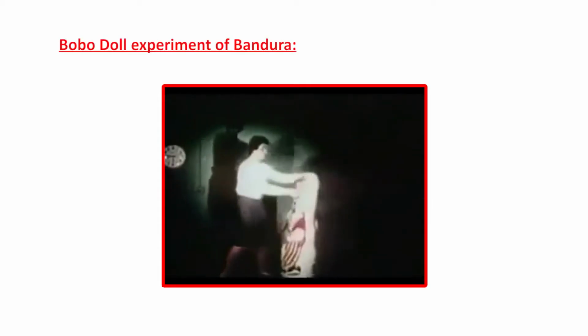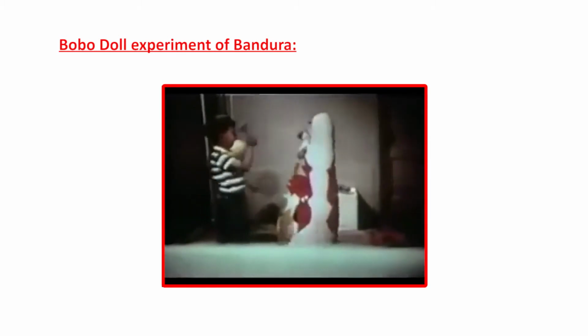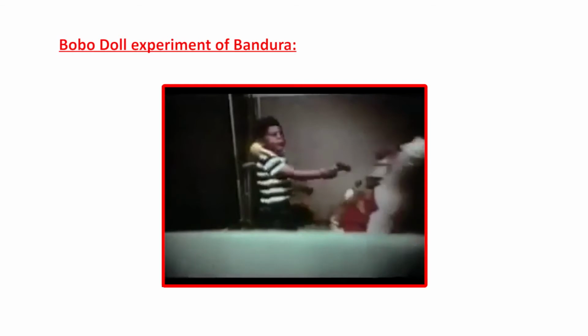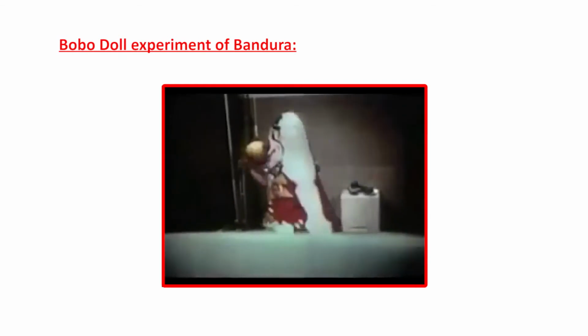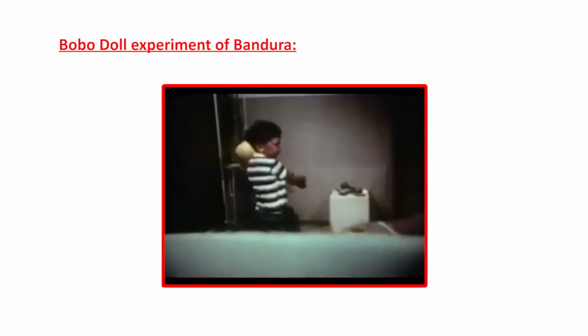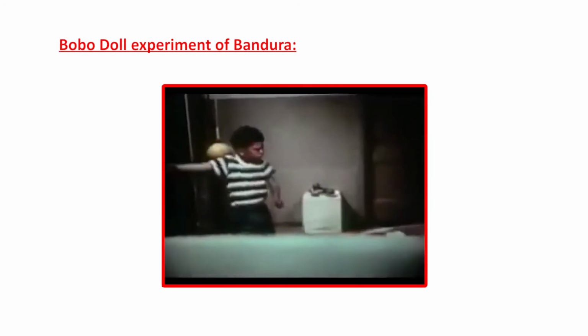The Bobo doll experiment of Bandura is the best known example of children learning through observation. Children who observed adults acting aggressively towards a Bobo doll were found to imitate the violent action of the adult when allowed to play with the same doll later.